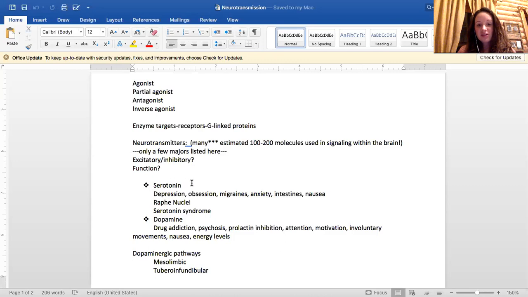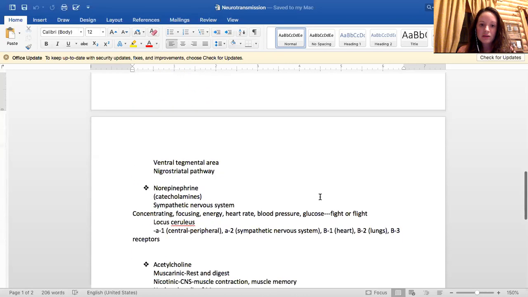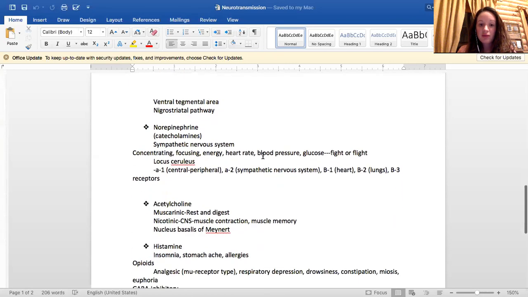So for instance, for serotonin, I made some notes here. We've got depression, obsession, migraines, anxiety, intestines, and nausea. So how are all those symptoms involved in serotonin? And then you're going to see the raphe nuclei. You need to know where these neurotransmitters are organically occurring, specifically relating to the pathophysiology and the anatomy. And so then I have dopamine. I also included a few others on here. You may want to add some more on here.